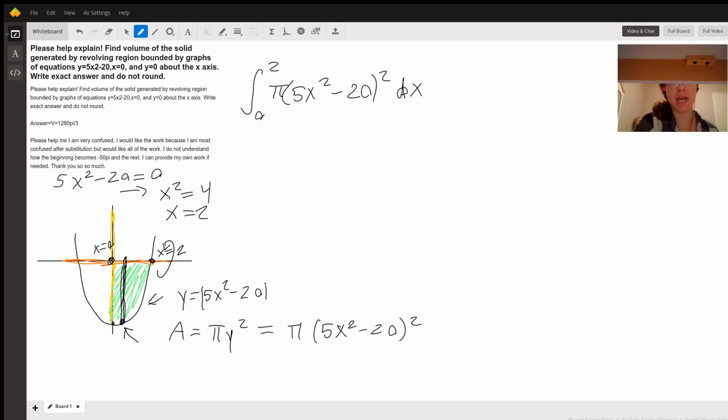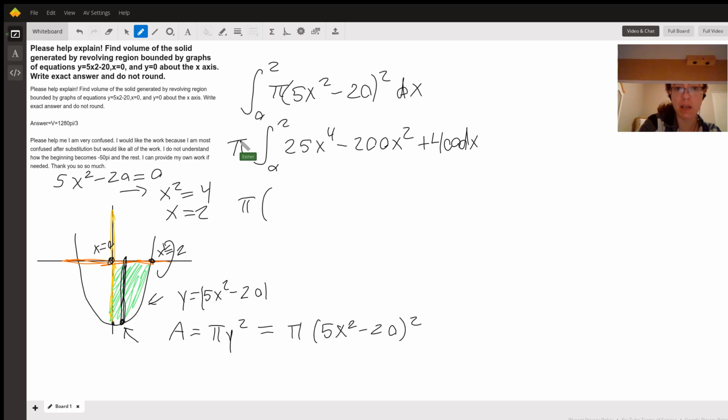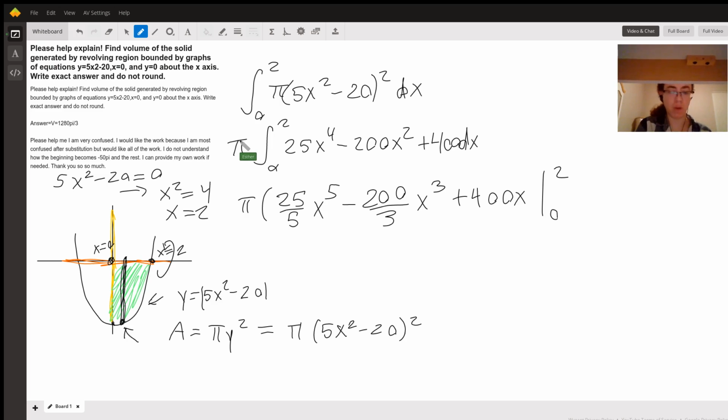We can now go ahead and expand this and apply the polynomial rule if you'd like. So factoring out the pi, I'm just going to expand this polynomial. So we get 25x to the 4th minus 200x squared plus 400 dx. And now we apply the polynomial rule for integration. So that becomes pi times (25 over 5 x to the 5th minus 200 over 3 x cubed plus 400x) evaluated from 0 to 2, assuming I've made no minor errors.